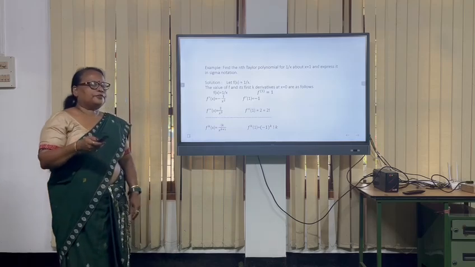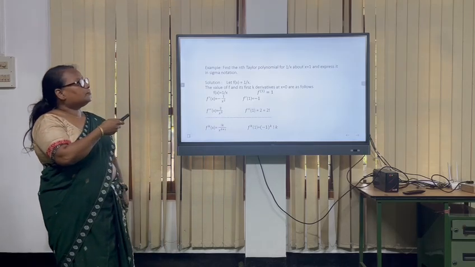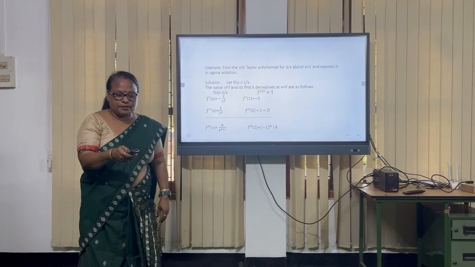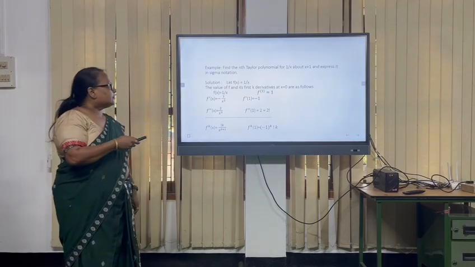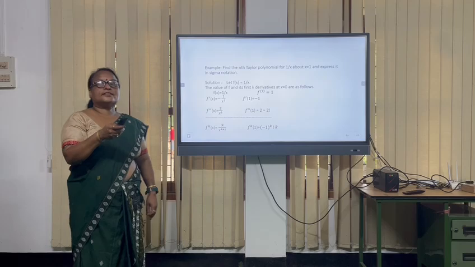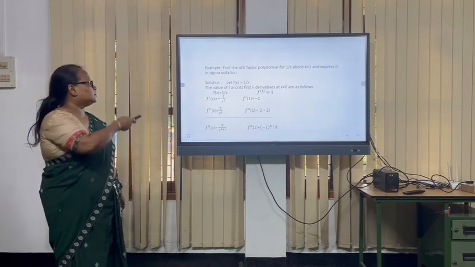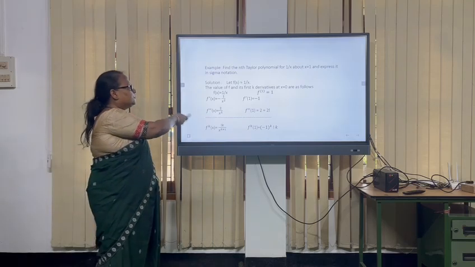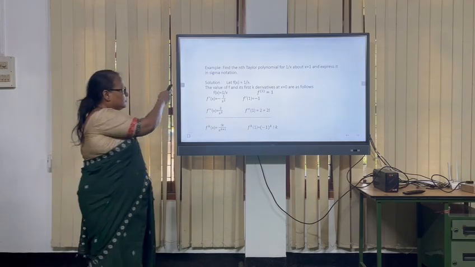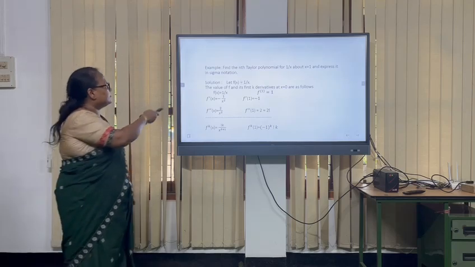So, at first, we are to discuss the Taylor polynomial for the rational function 1 by x about x equal to 1, and we express it in sigma notation. How can we express it in sigma notation? You have to solve in this way. You have to follow the process of solution of this type of problems like this.